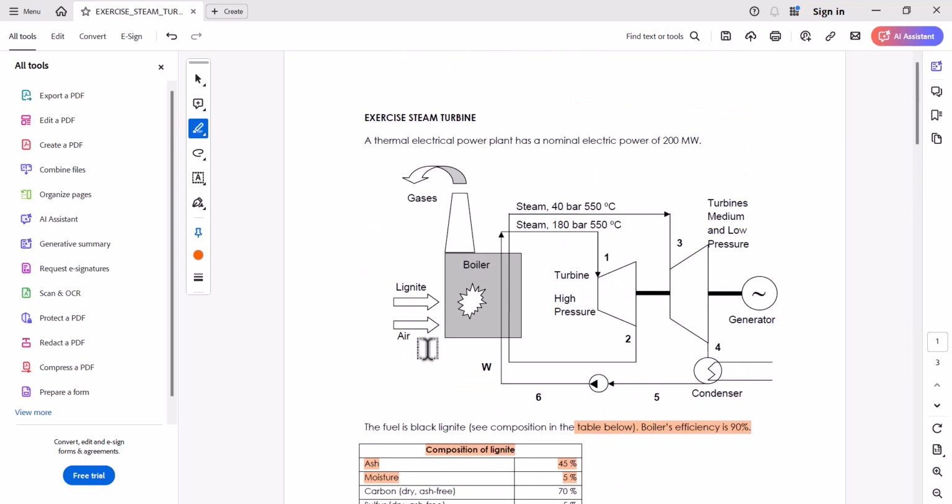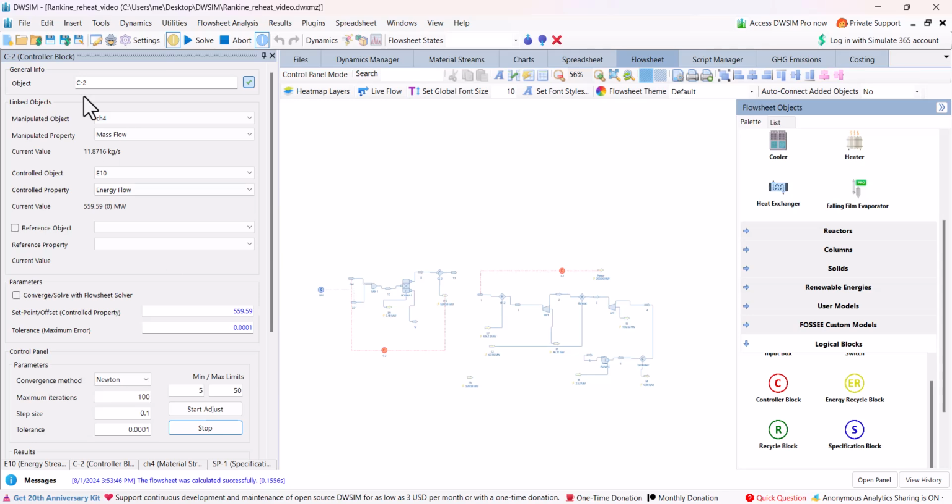So what I will do using DWSIM is first calculate the mass of steam required to produce 200 megawatt in this reheat cycle, and then what is the mass of natural gas fuel to produce that amount of steam. So let's start it. New chemical process model.